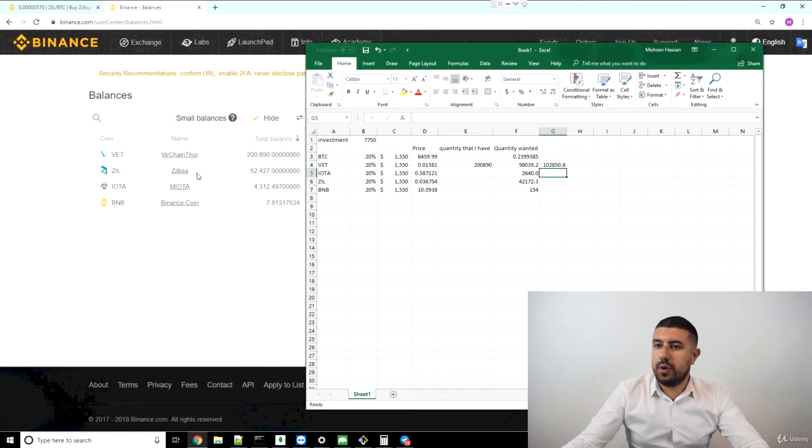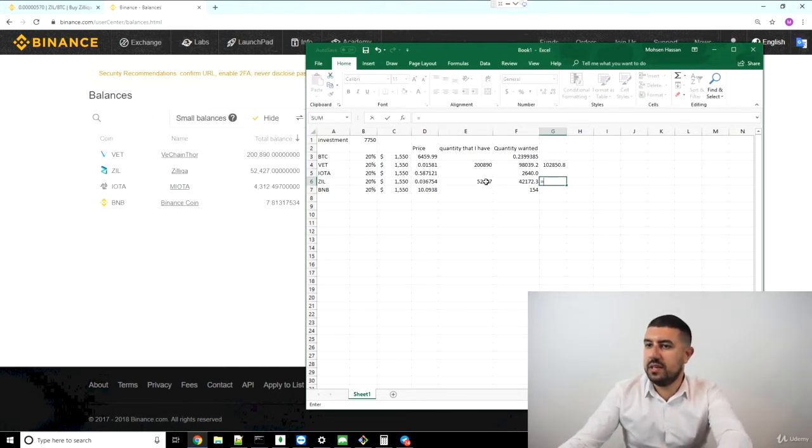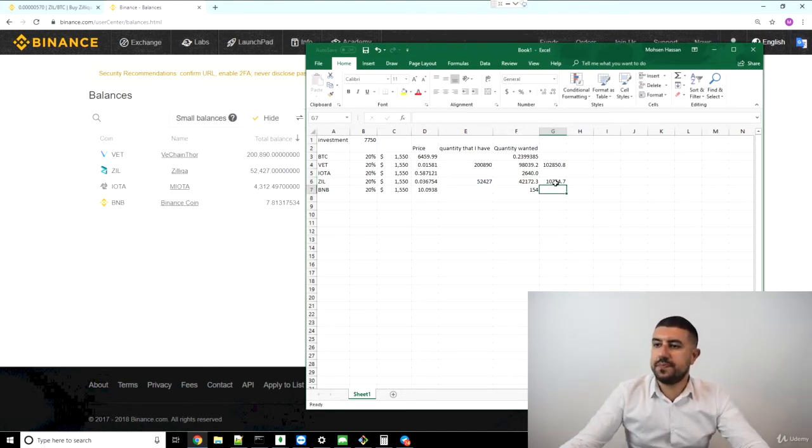Okay. What about Zilliqa? I have 52,427 and I want 42,000. So I'm going to have to sell a bunch of them as well. So I have this much, but I want this much. So I'll have to sell these.